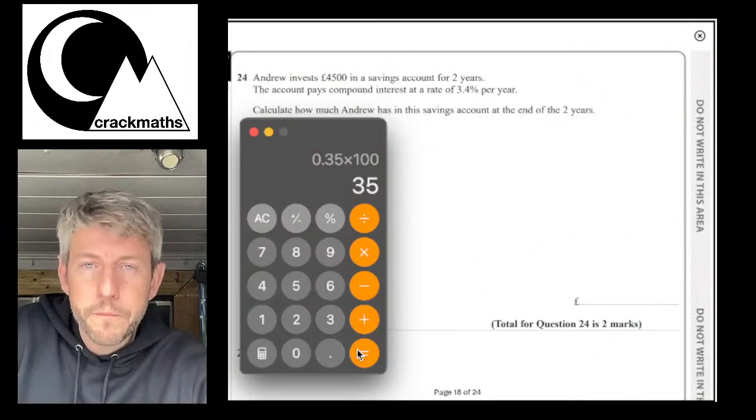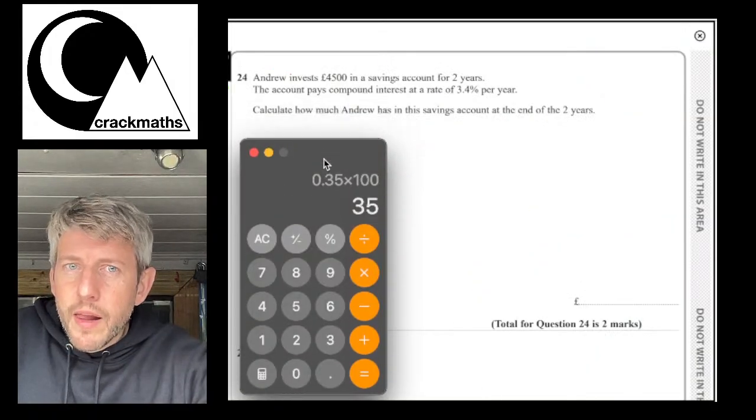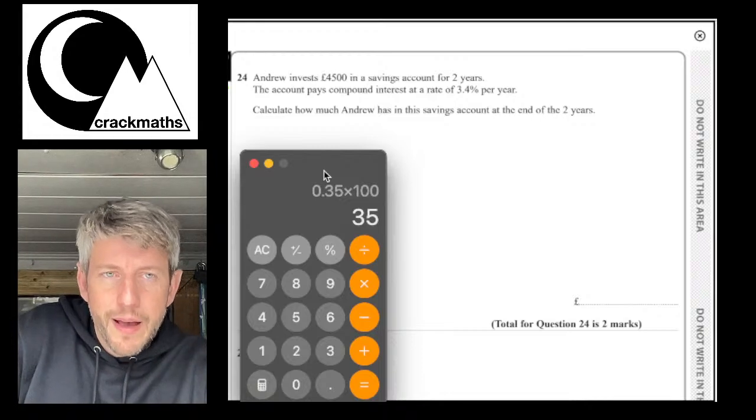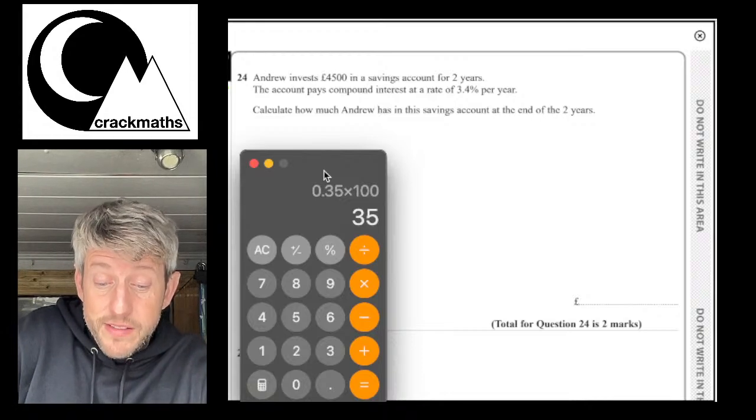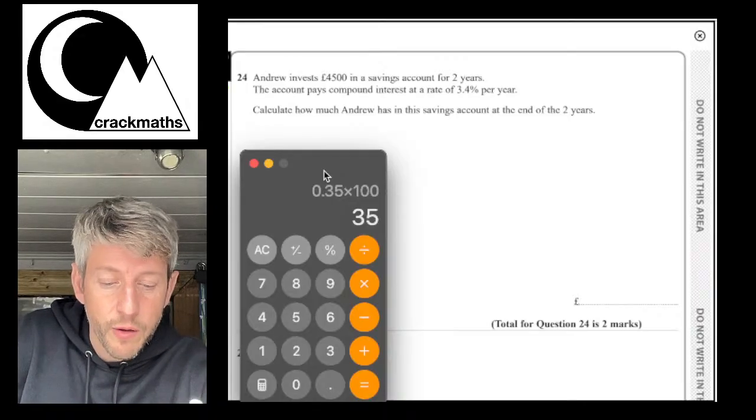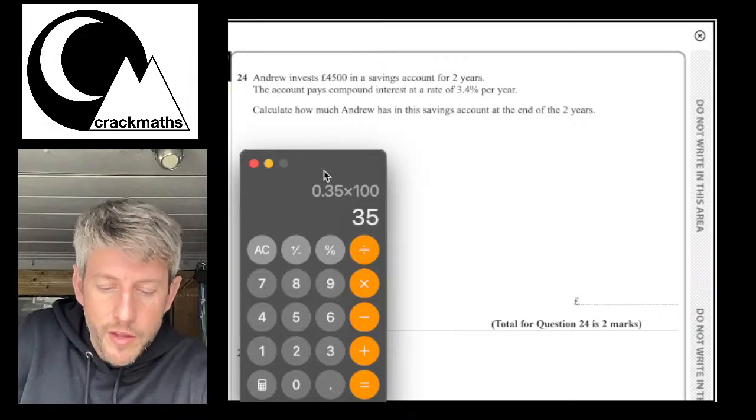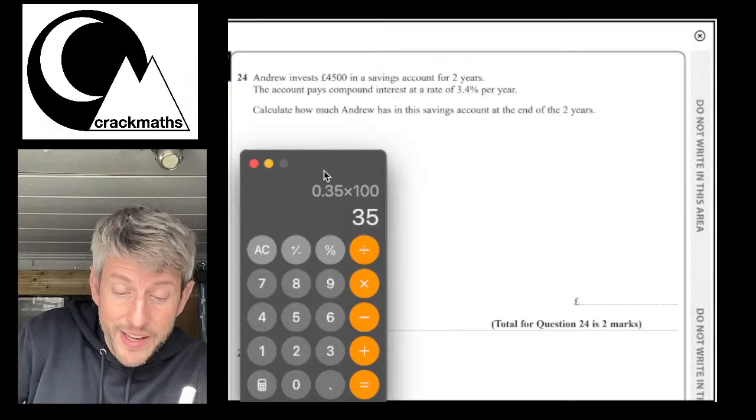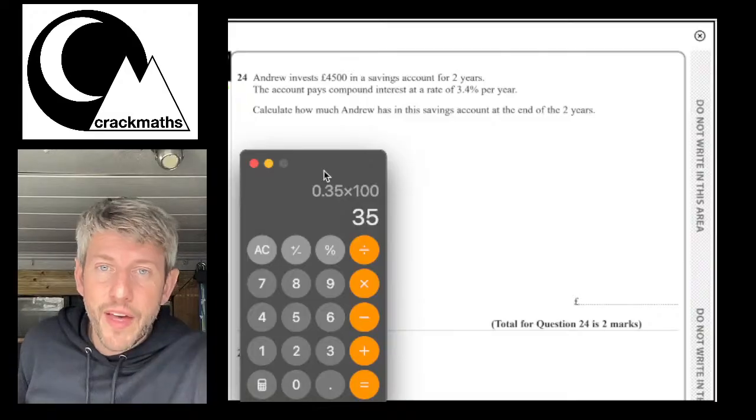Right, next one. Okay, right. Andrew invests £4,500 in a savings account for 2 years. The account pays compound interest at a rate of 3.4% per year. Calculate how much money Andrew has in his savings account at the end of 2 years.